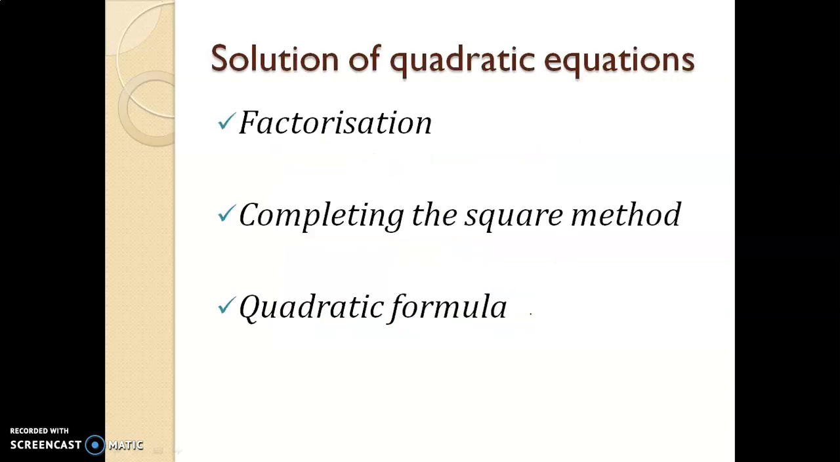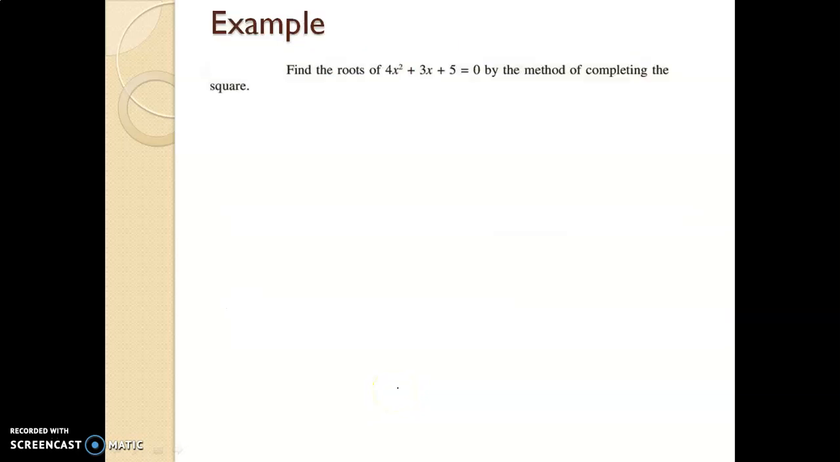And how can you find the solution of a quadratic equation? Through three methods. One is the factorization method, the second is the completing the square method, and the third is the quadratic formula. In the last video we have seen the first two methods, how to find the solution for a quadratic equation using the factorization method and the completing the square method. Today we are going to see the quadratic formula. Before that, one more sum is available for solving a quadratic equation through the completing the square method.